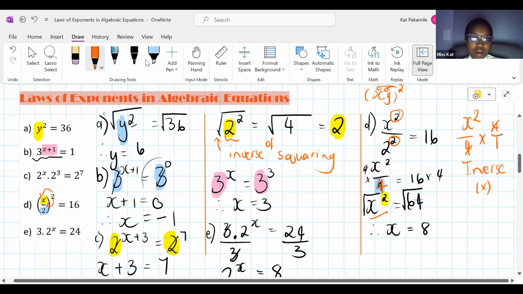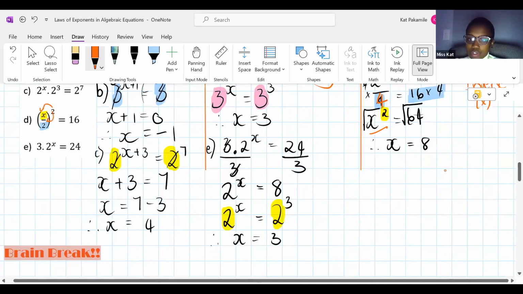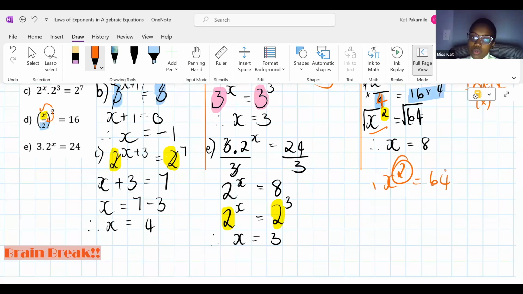After you do that, we're going to say, how do I get rid of a squared? And we said the opposite or inverse of squared is square rooting. But what you do on the left, you have to do on the right. So these two operations will cancel each other. You'll be left with x, and the square root of 64 is 8.